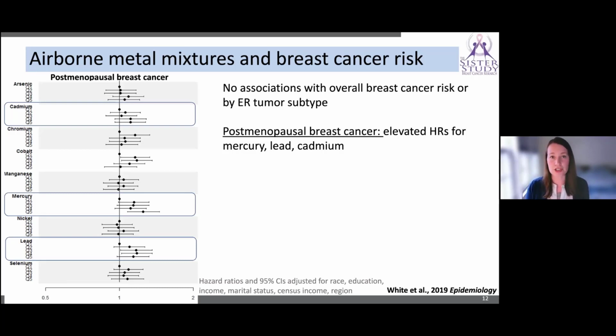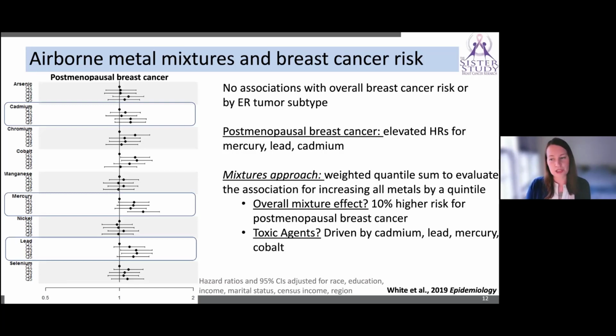But we know that women aren't exposed to just one of these metals at a time, and that these metals are correlated due to the fact that they often arise from similar sources. So I also undertook a mixtures approach called weighted quantile sum. Weighted quantile sum gets at the question of the overall mixture effect. So if we increase all components of your mixture, in this case, the airborne metals, by 1 quintile, what's the resulting impact on your outcome? When we applied weighted quantile sum, we found a 10% higher risk for postmenopausal breast cancer. That doesn't sound like a very large effect, but it is just for 1 quintile increase. When you extrapolate that out, comparing women in the highest quintile of airborne metals to the lowest, it translates to about a 45% higher risk.